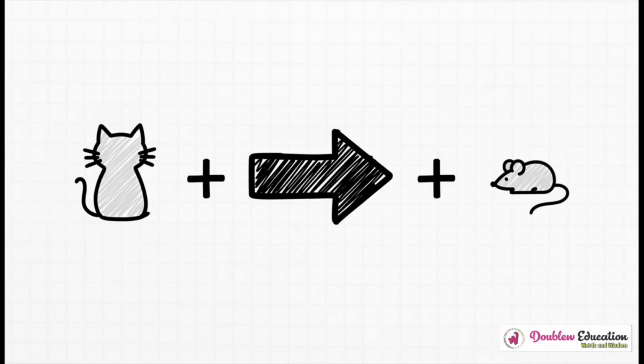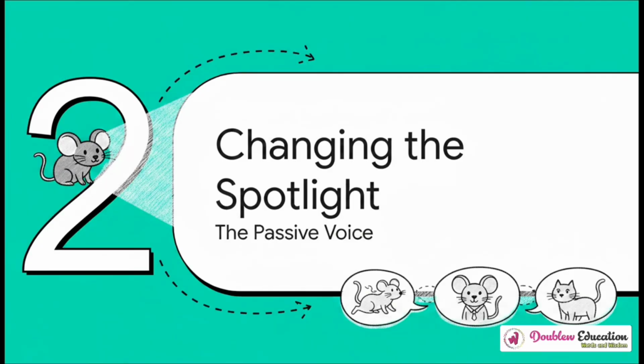And this shows us the really simple formula for the active voice. You've got your subject, in this case, the cat. That's followed by the verb, or the action, chased. And then comes the object that's receiving the action, the poor mouse. Subject plus verb plus object. Nice and easy. Okay, but what if we want to tell the story from the mouse's point of view?